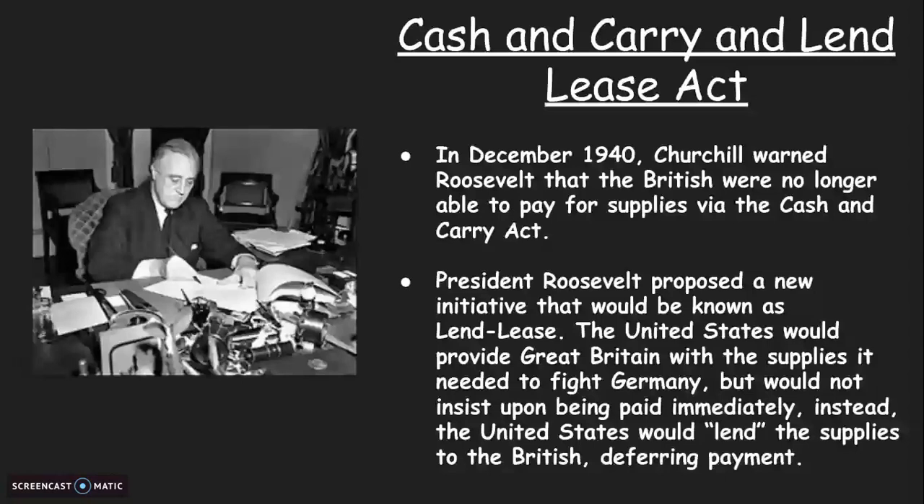The cash and carry is they have to pay up front and they have to take it back on their ships. Well, come 1940, Britain's out of money. They can't pay for it anymore, begging us for help. So Roosevelt goes and signs the Lend-Lease Act. And what that does is now we can go ahead and, quote unquote, lend them these supplies. We are still not in a wartime effort yet because we are just lending them these supplies.